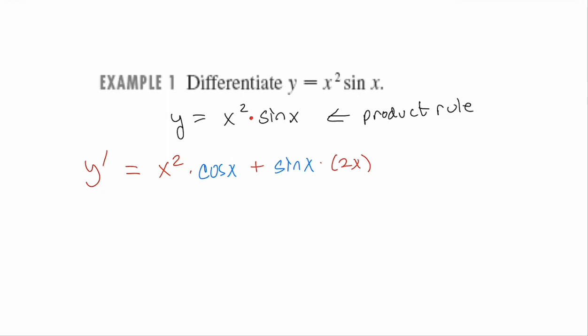Now, if you had to manipulate this function, you would want to write it as x squared cosine of x plus 2x sine of x. I would sometimes put that 2x in front.